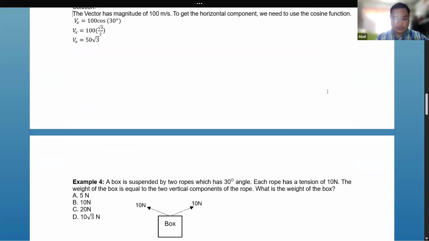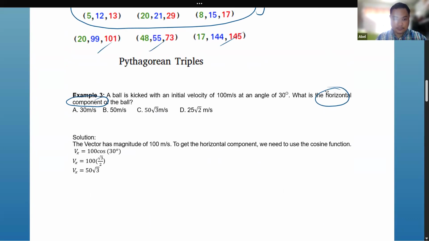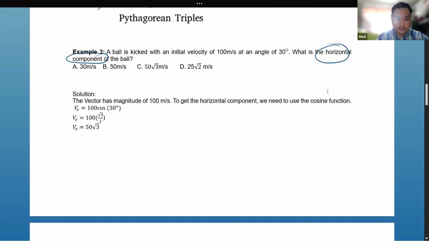So let's go back here now. Again, 100 times root 3 over 2. Therefore, our Vx here is 50 multiplied by root 3. Okay? And so our answer here is letter C.